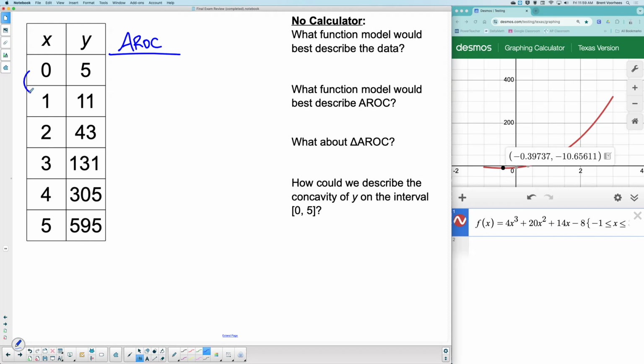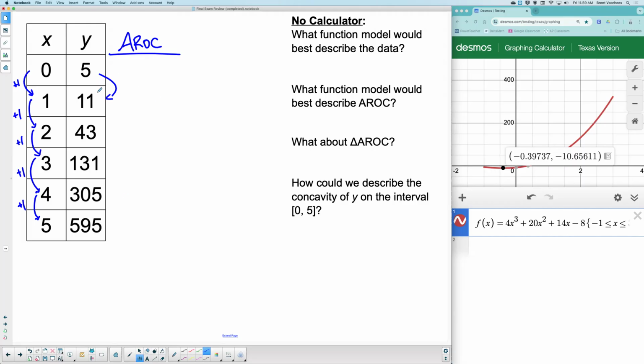First, what are we changing x's by every time? 1. Okay, because remember, what is the formula for AROC? So change of y over change of x. We are changing x's each time by 1. And you don't actually have to do the positive on x because it should always be increasing. So I don't have to list out the dividing by the change of x, but I do need to write down what my y's are.